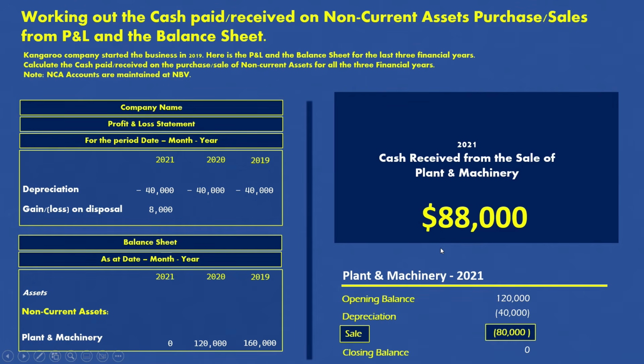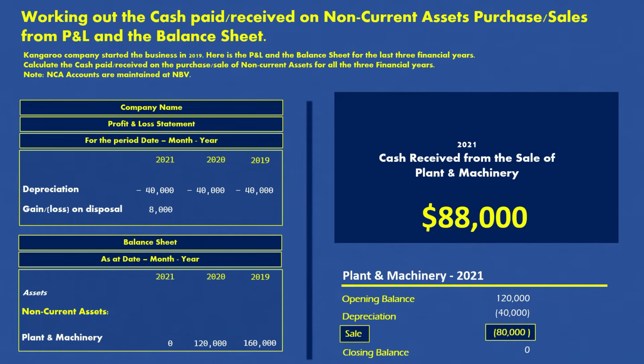Now we are done with the cash flow part, but I just need to tell you one more thing. If we go back to our profit and loss statement study, we must recall that this gain or loss on disposal goes to the non-operational income or expenses. So that is just a reminder, the profit and loss statement reminder.